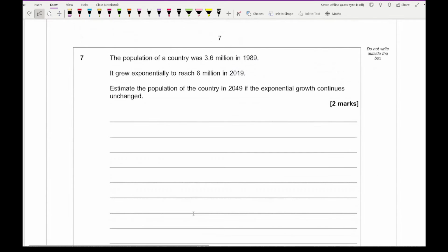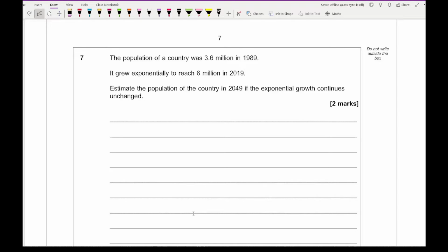Now moving on to question 7, it says the population of a country was 3.6 million in 1989. It grew exponentially to reach 6 million in 2019. Estimate the population of the country in 2049 if the exponential growth continues unchanged.